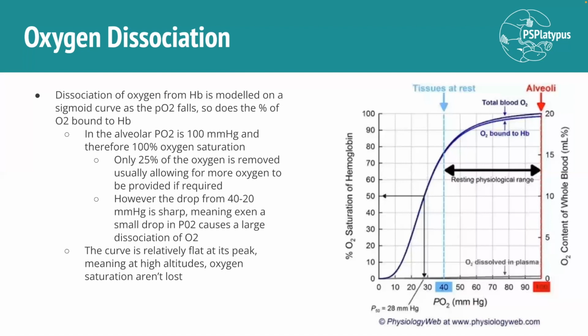And as we move through the body, only 25% of the oxygen is removed by the time it returns back to the alveolar. This allows for more oxygen to be provided if required, such as during exercise. The curve is relatively flat at its peak, meaning at high altitudes, oxygen saturation isn't affected too greatly, so we're still able to function.